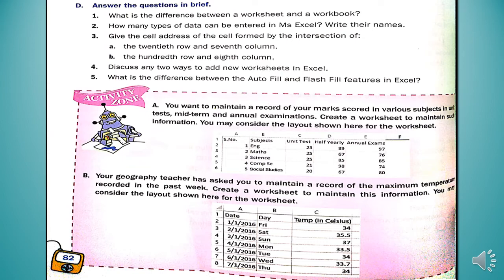Part B is, your geography teacher has asked you to maintain a record of the maximum temperature recorded in the past week. Create a worksheet to maintain this information. You may consider the layout shown here for the worksheet. Here a layout is given. You can take help from this layout and perform this on your computers. So I request you all to please perform these activities on your computers in MS Excel.